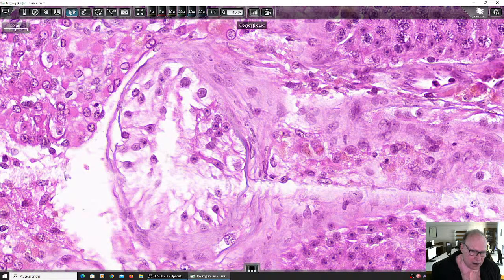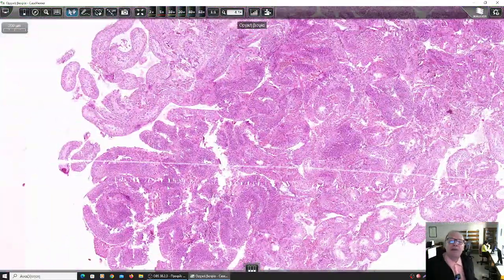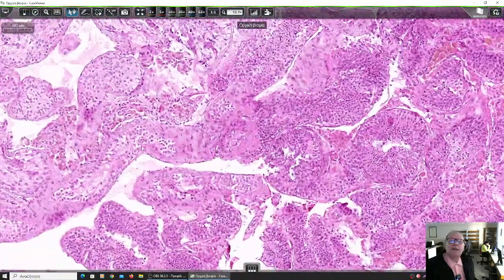So are there any germ cells in this tubule? No. So this is an aplasia of germ cells. That means that the only cells we can identify are non-germ cells, Sertoli cells. Yes. This is a pattern of damage. Now let's have a look here.